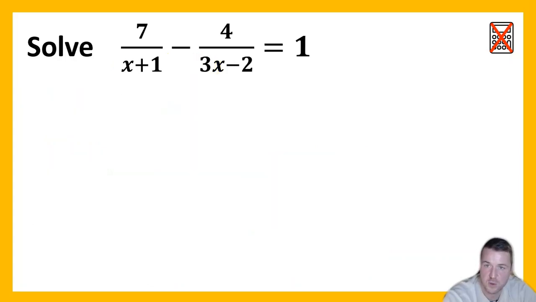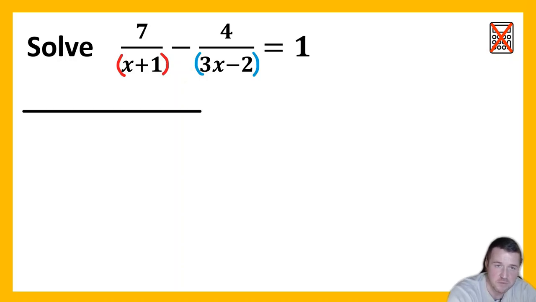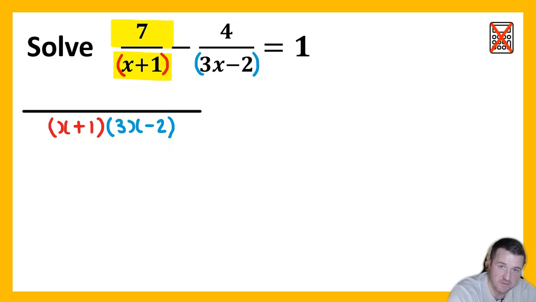On to the intermediate question with an increase in difficulty. This time we have algebraic expressions as denominators of x plus 1 and 3x minus 2, multiplying them to find a common denominator so that we can represent these partial fractions as a single fraction. Since the x plus 1 has been multiplied by 3x minus 2, I'll also need to multiply the top by 3x minus 2 to keep it as an equivalent fraction. 7 lots of 3x minus 2.